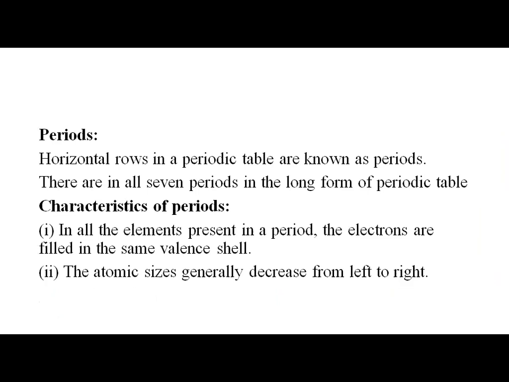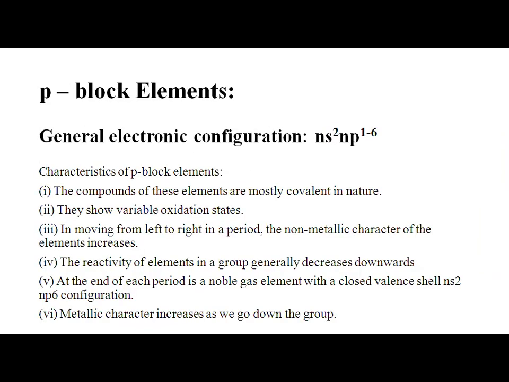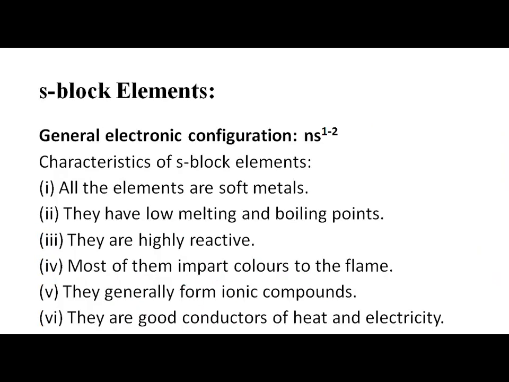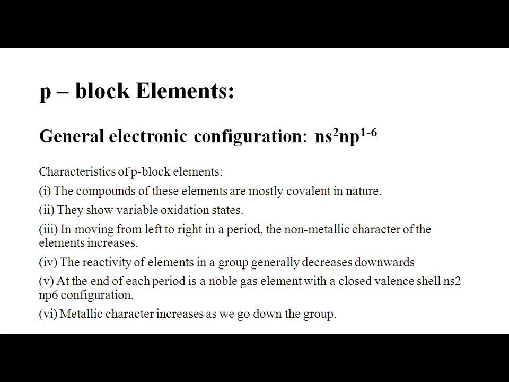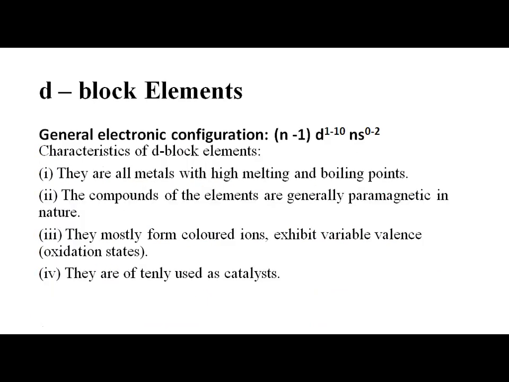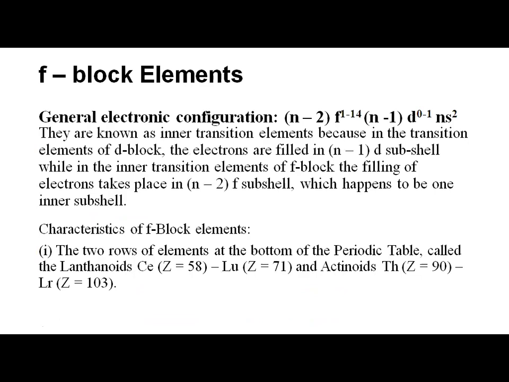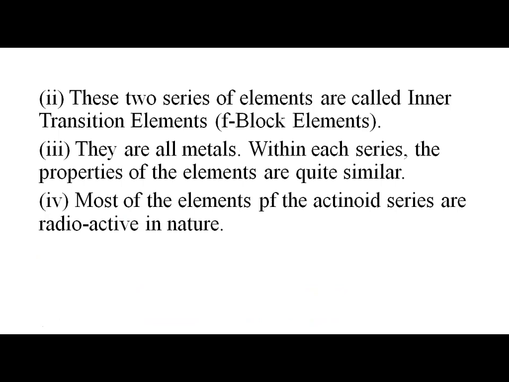So we have seen that, apart from periods and groups, the table has been divided into blocks also. The s block comprises two groups, group 1 and group 2. The p block comprises 6 groups, 13, 14, 15, 16, 17 and 18. The d block comprises 10 groups from 3 to 12, and the f block comprises 14 groups, which are placed at the bottom. They are called lanthanides and actinides.